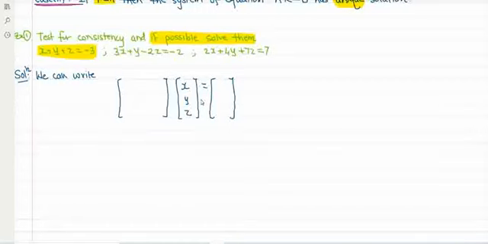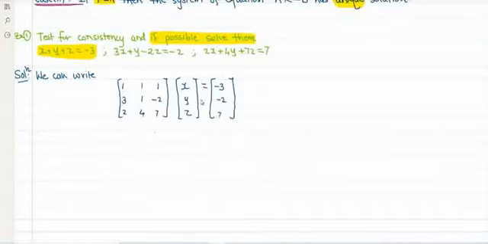Coefficient of Y: 1. Coefficient of Z: 1. Constant: -3. Okay, so like that. Second equation we can write 3, 1, -2, and -2. Third equation: 2, 4, 7, and 7.